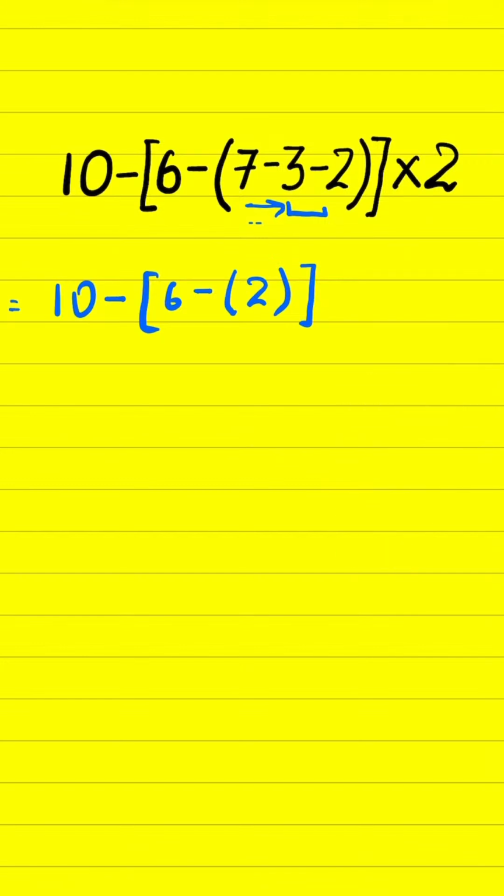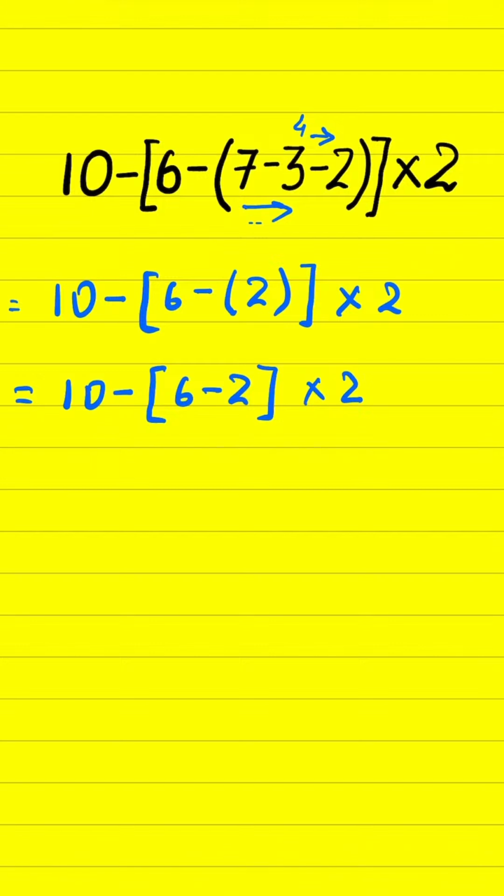Or you just do it from left to right. First subtract these two numbers. So 7 minus 3 is 4 and then 4 minus 2 is 2. Then times 2. Now 10 minus box bracket. Now you can remove the bracket here only. So 6 minus 2 times 2. Again 10 minus 6 minus 2 is 4. You can remove this bigger bracket. So 10 minus 4 times 2.